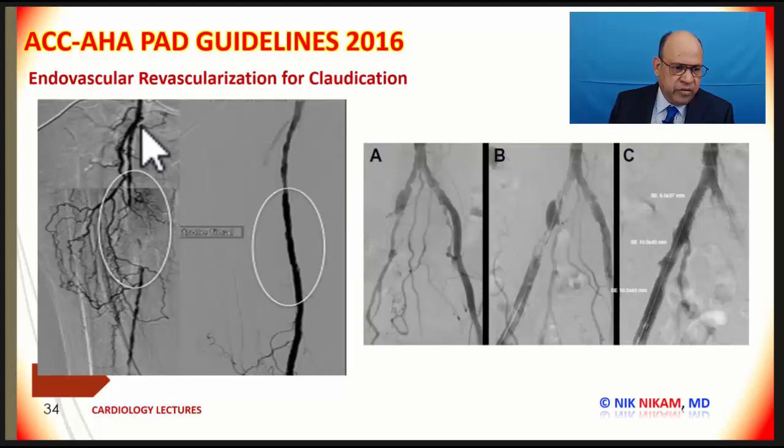As you can see, here is a femoral artery which is totally blocked off, which has been opened up with a guide wire and a stent left in place with the complete opening of the artery. Similarly, here we have a total occlusion of the main femoral artery with a side branch coming off here, and this is a side branch here with the advancement of the guide wire and cleaning up of the clot and placement of a stent.